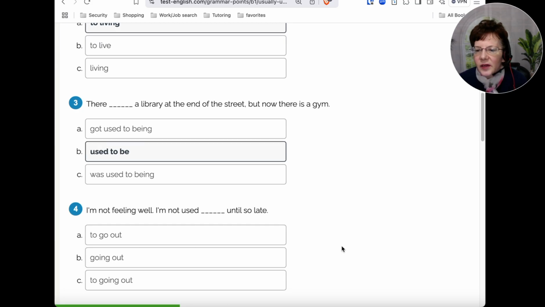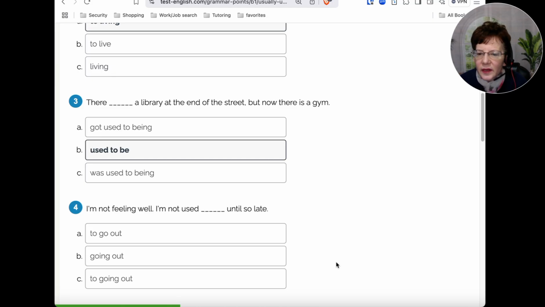Okay, I'm not feeling well. I'm not used to go out, going out, or to going out until so late. That's interesting. If you chose the last one, option C, to going out until so late, that would be the correct one.